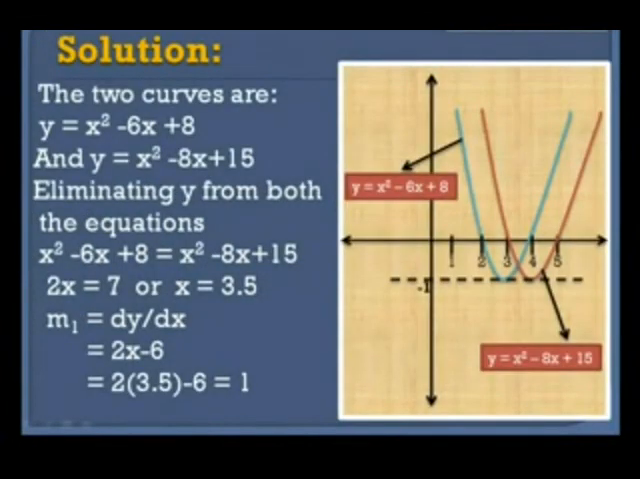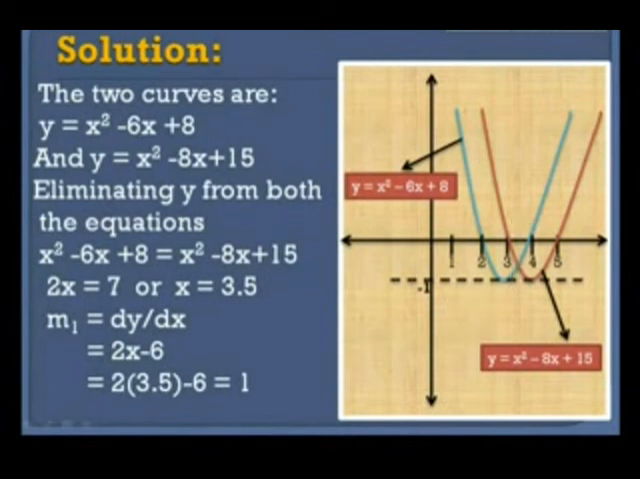Now the two curves given to us are y equal to x square minus 6x plus 8 and y equal to x square minus 8x plus 15. To find the point of intersection, we eliminate y from both these equations to get x square minus 6x plus 8 equal to x square minus 8x plus 15. From this we get 2x equal to 7, or x is equal to 3.5. So the abscissa of the point of intersection is 3.5. Thus x is equal to 3.5 is the point of intersection of these two curves.